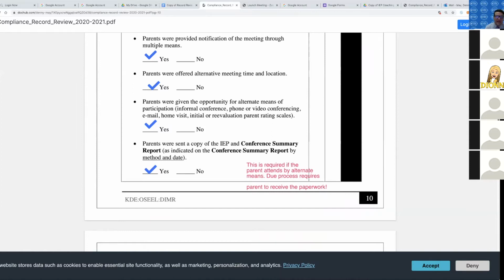Well, you'd say, the parent attended, but here's the letter of the law. Due process requires that the parent receive the paperwork. The KAR said that they received the due process paperwork. So right here, we're looking to see, did you indicate by method and date how they received the due process paperwork? We also include that via alternate means because they're not physically there. So it's a good idea to cover yourself there and indicate how you got it to them, because the record does say that they need to get that due process documentation.